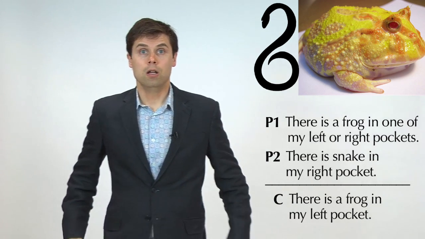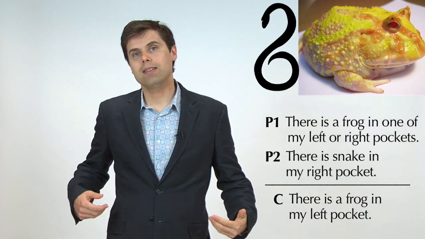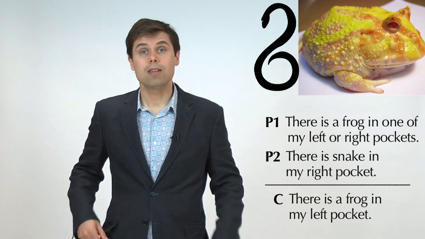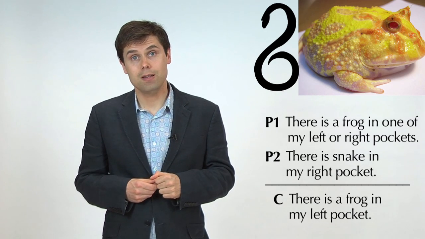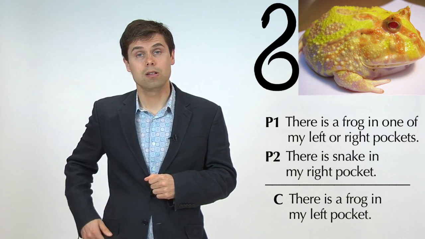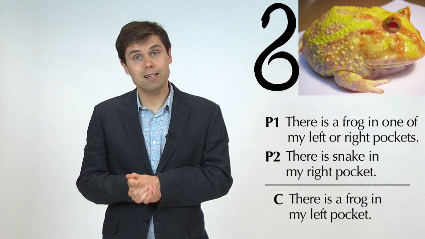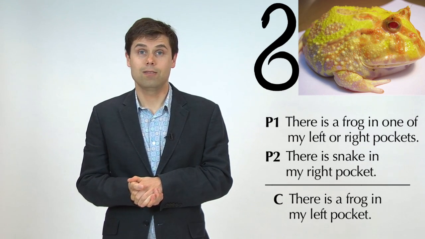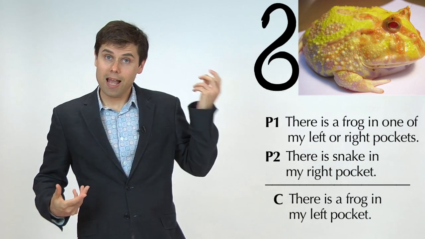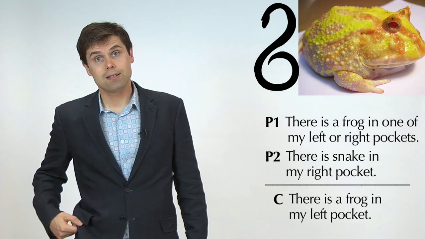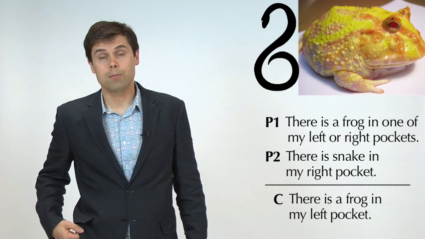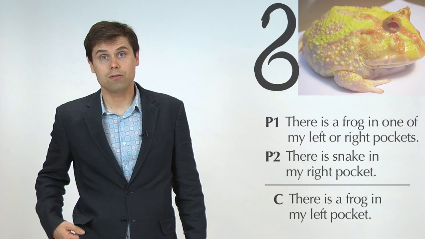Why? Well, although the fact that there's a snake in my right pocket might suggest that the frog must be in the other pocket, there is nonetheless a possible situation in which the premises of this argument are true and the conclusion is false. That's a situation in which the snake and the frog are both intimately together in my right pocket. Maybe the frog is inside the snake. If that's how things are, then yes, there is a frog in one of my two pockets. Yes, there is a snake in my right pocket, but no, there is no frog in my left pocket. The premises of the argument are true, but the conclusion is false.